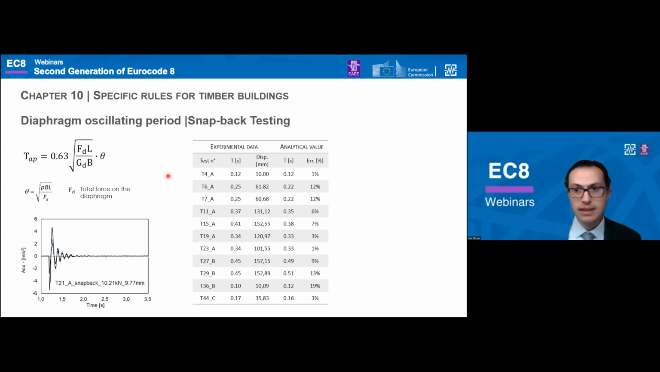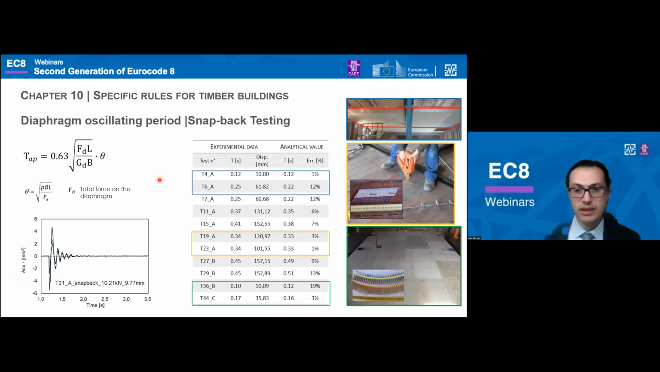Here you have the diaphragm periods obtained from the snapback tests at various deformation levels, and also for different diaphragm configurations, including retrofit solutions such as renailing of the flooring or the application of a 9mm plywood overlay. And as you can see here from the last column of the table, the analytical values of the periods are in good agreement with the experimental evidence, with errors that do not exceed 90%.